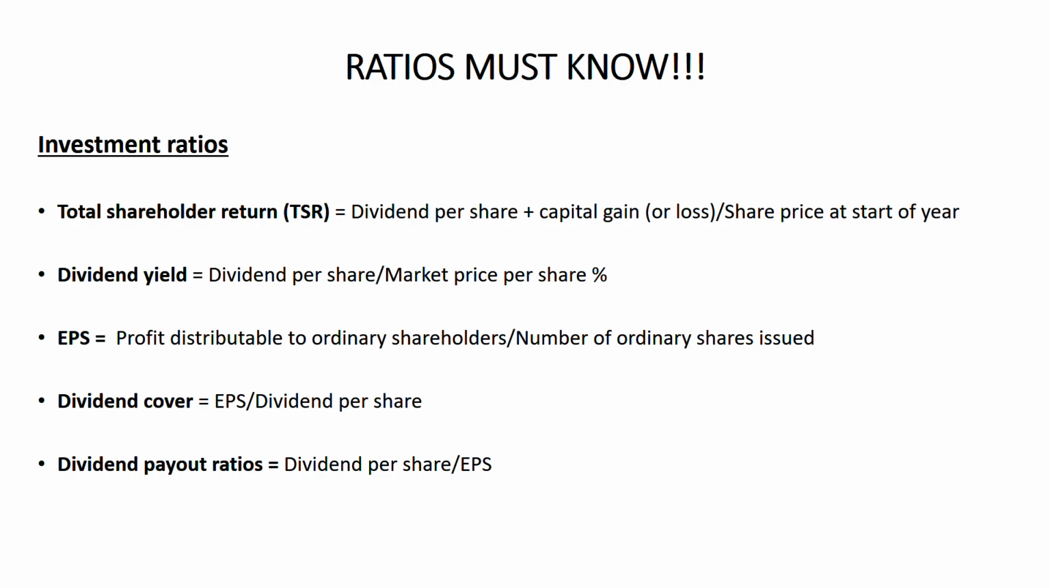Wait, let me check the dividend payout ratios for a minute. Yeah, it's correct. I'm sorry, it's not dividend cover, it is dividend per share divided by EPS. Yes, it is just the reciprocal of dividend cover, if you see, right? Or in other words, 1 divided by dividend cover, you will get the dividend payout ratio, right? Just see the dividend cover and the dividend payout ratio. It's just the reciprocal of each other, right?